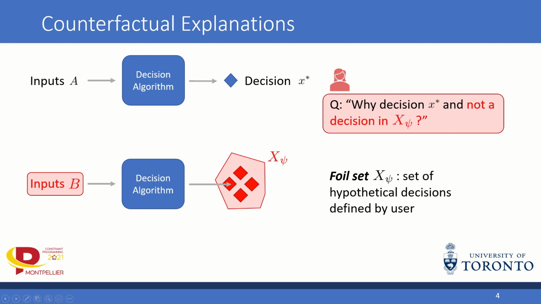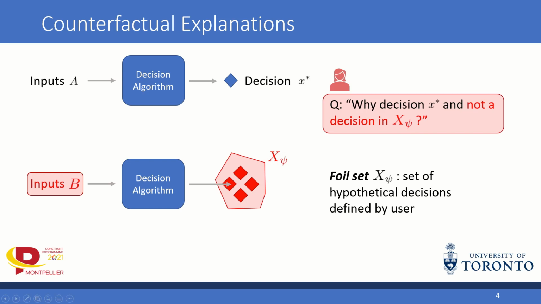Alternatively, a user might be interested in a set of hypothetical decisions. They might ask, why X star and not a decision in some set Xi? And in this case, we would call the set Xi the foil set. Counterfactual explanations have attracted a considerable amount of attention in machine learning and more recently in model-based AI systems such as AI planning. And so we aim to build off of one of our recent works where we extended the framework of counterfactual explanations to optimization systems. Specifically, we formulated an explanation in terms of the changes to the cost coefficients of the optimization problem.